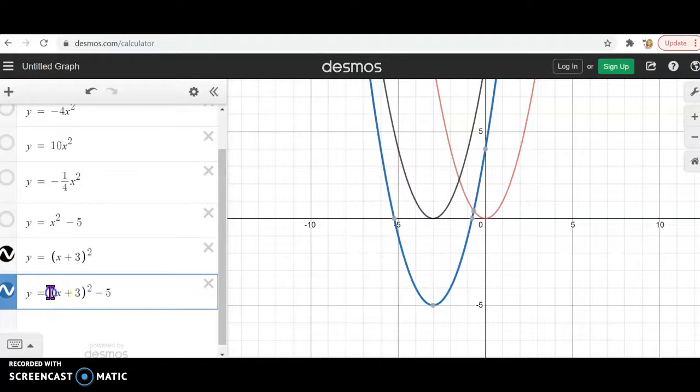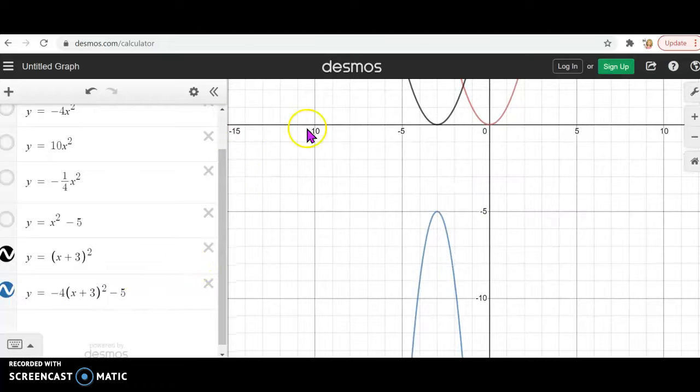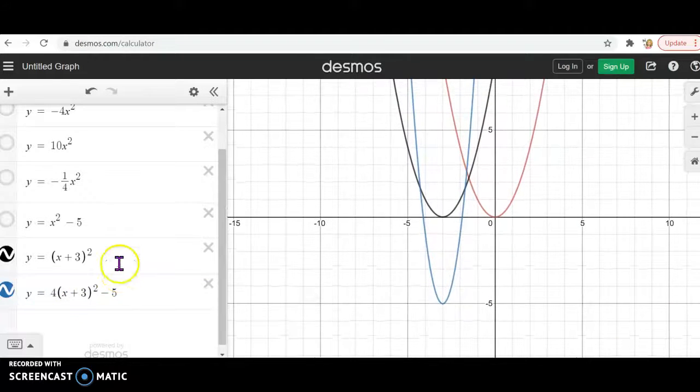Now what would happen if I put a number in front of that? If I made it a 4, remember it stretches vertically. What if I made it a negative 4? What do you think is going to happen? Oh, it's going to stretch. The vertex still moved 3 to the left, the opposite, because this is a positive, so opposite, but then the outside number stays negative, and then I went -4 instead of +4 because I made it a negative. Now it's a positive again, and it's opening up.